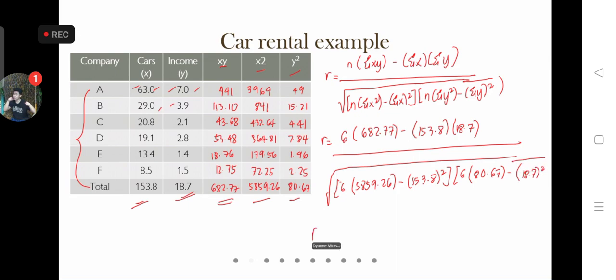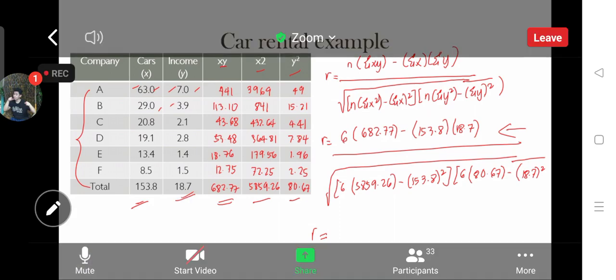What do you get for our numerator? 1,220.56. Yes, Miss. Okay, same answer for everyone? Okay, how about the denominator?